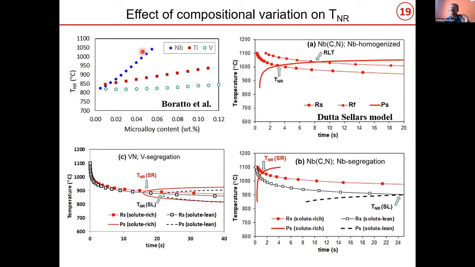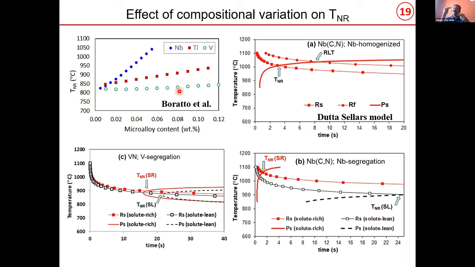So niobium has a much stronger effect on the recrystallization stop temperature, whereas titanium and vanadium have the least effect. So what we are trying to say is, if niobium is present at a high amount, even in solution in some region, the local TNR temperature will be much higher. If the niobium is low at a certain location, the local TNR temperature will be much lower.